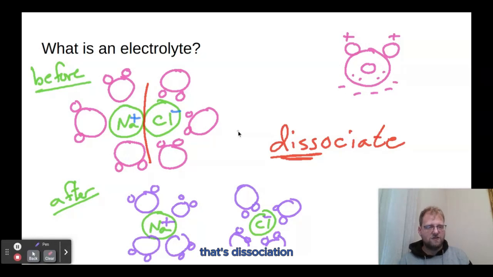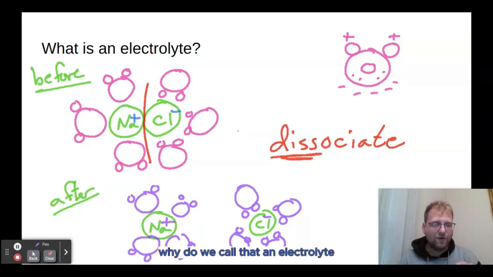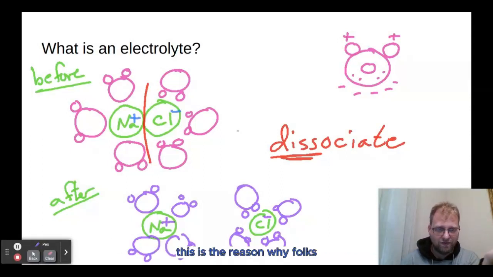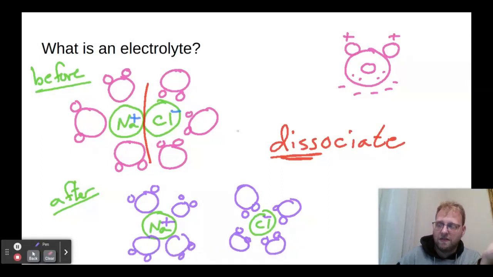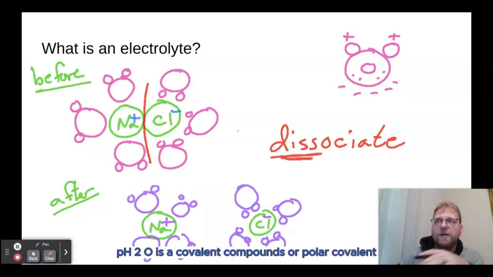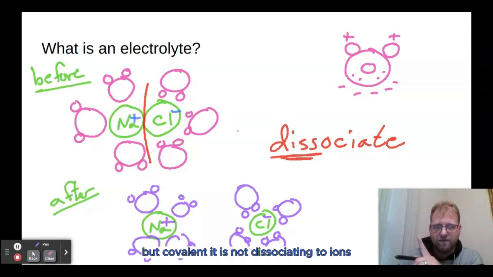That's dissociation. Why do we call that an electrolyte? Because these separate ions now have the ability to carry charge in aqueous solution. This is the reason why, folks. Now, there's a common misconception that water conducts electricity. Pure water does not. Pure H2O is a covalent compound, so polar covalent, but covalent. It does not dissociate into ions.